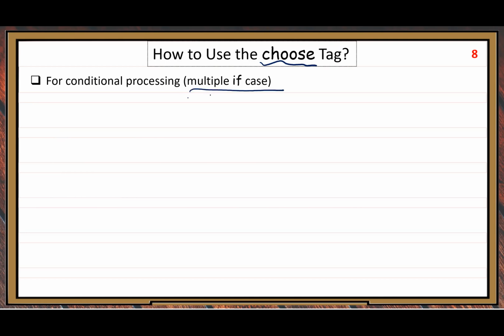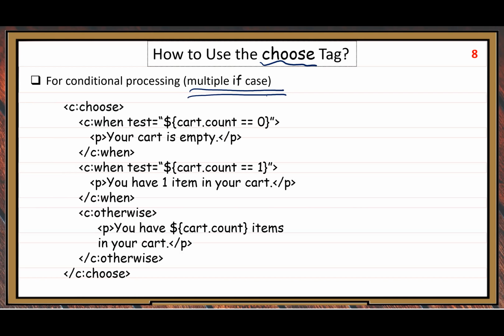Multiple if case this time: choose tag, not if tag. So how to do c:choose? Inside that tag, you can do multiple conditions. For each condition, c:when. You can see c:when test, not c:if. That's the main difference. So now condition 1, condition 2, just like else if, condition 2, condition 3.